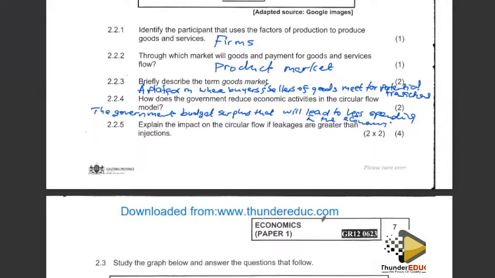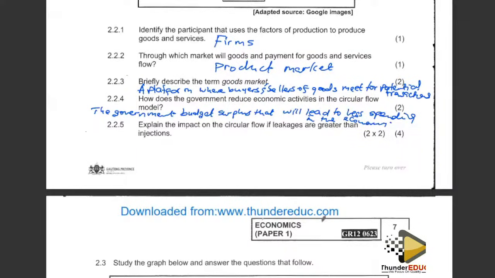So now at this juncture, we have actually pushed. So now let's move on to 2.2.5. 2.2.5 reads as follows: Explain the impact on the circular flow if leakages are greater than injections.